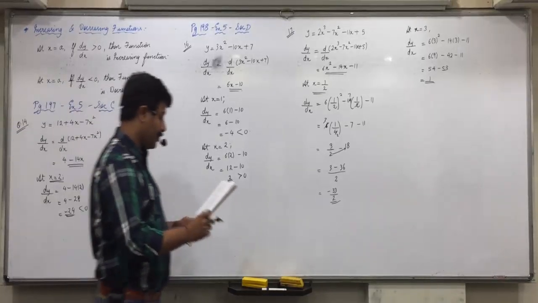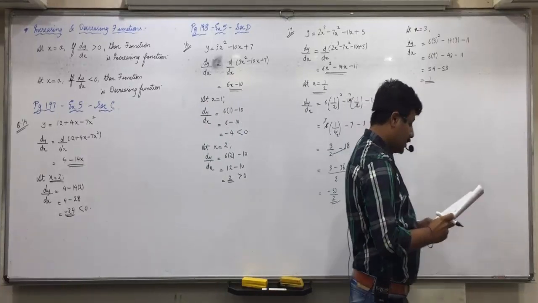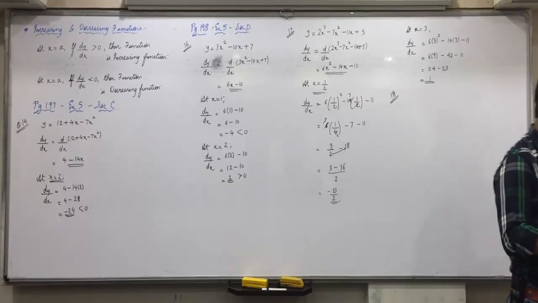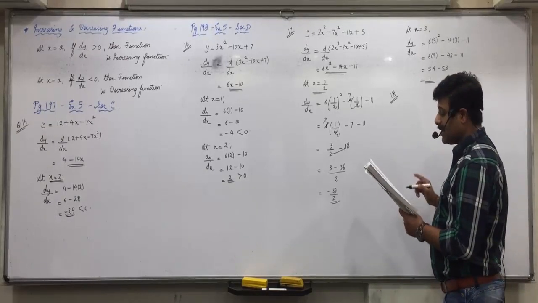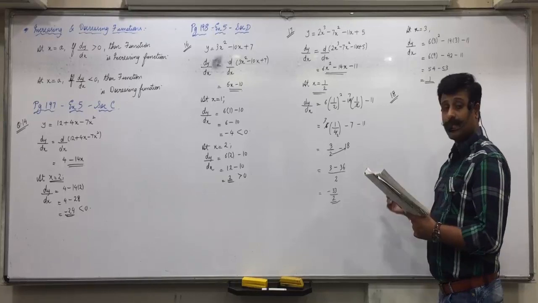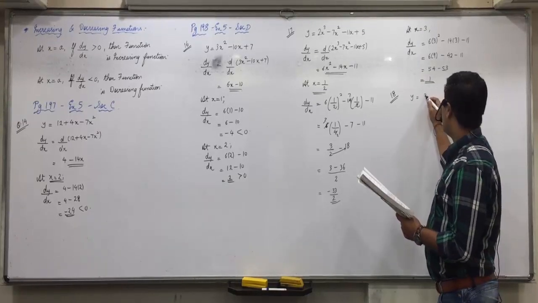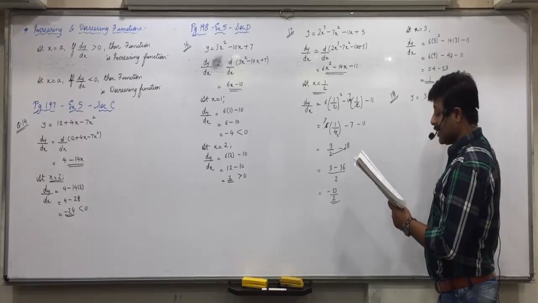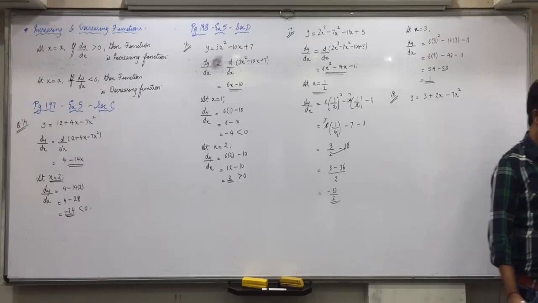Eighteenth question. Determine whether the function y equals 3 plus 2x minus 7x square is increasing or decreasing at x equals minus 4 and x equals 4. Write down y equals 3 plus 2x minus 7x square.